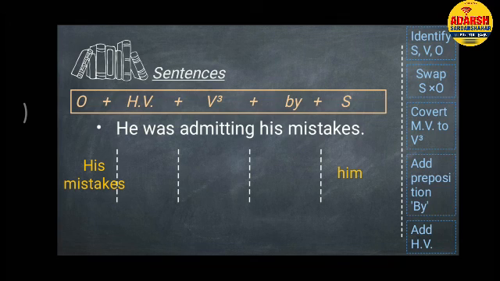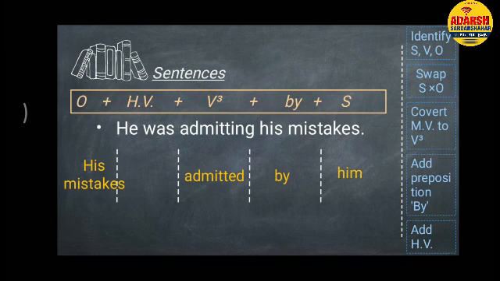Now let's go towards our third step, which is convert the main verb to verb's third form, because in passive we always use the past participle. Now the third form of admitting is admitted, so here we put admitted as the verb's third form. Now the fourth step is put by before our subject, as we put here. Now finally the fifth step, add the correct helping verb.